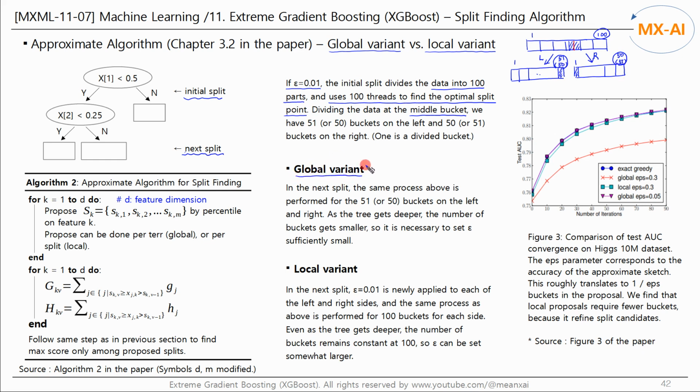Global variant splits each child node using 51 or 50 buckets in the next node split. And the next child node is split into 21 buckets and 30 buckets, like this, for example. In the global variant, the deeper the tree, the smaller the number of buckets. Therefore, it is necessary to set the epsilon sufficiently small. Local variant newly applies the epsilon to child nodes on the next node split.